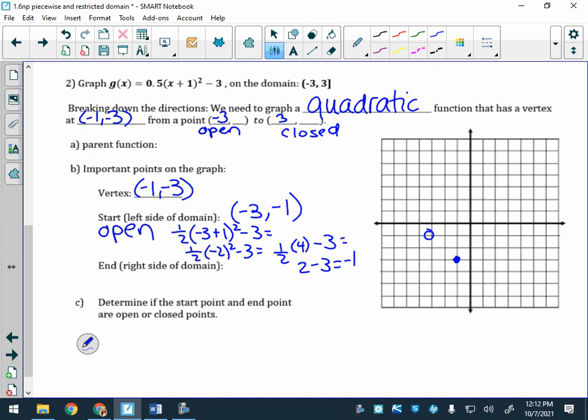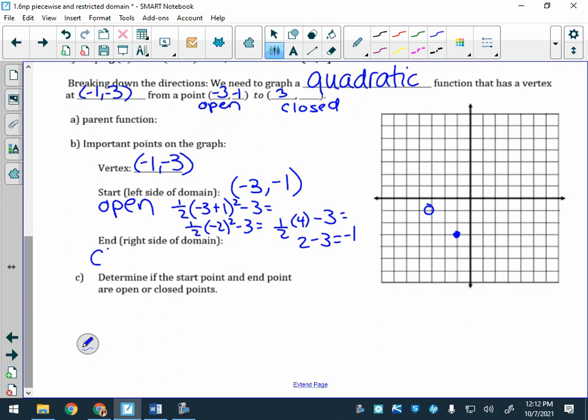Which is open. And then we also have to do the same thing with 3. So if you plug in 3, what is your y value? 5. Good. So we have a closed circle at 3, 5.